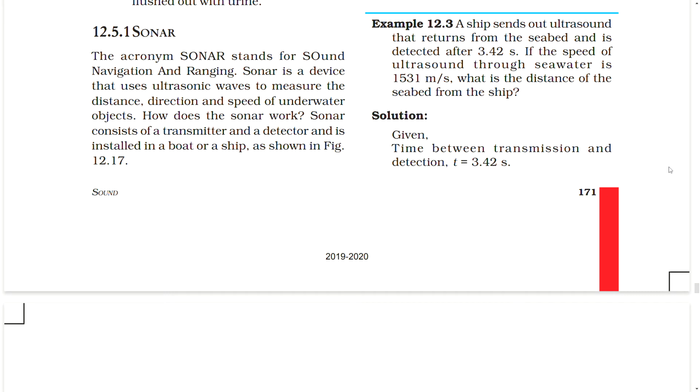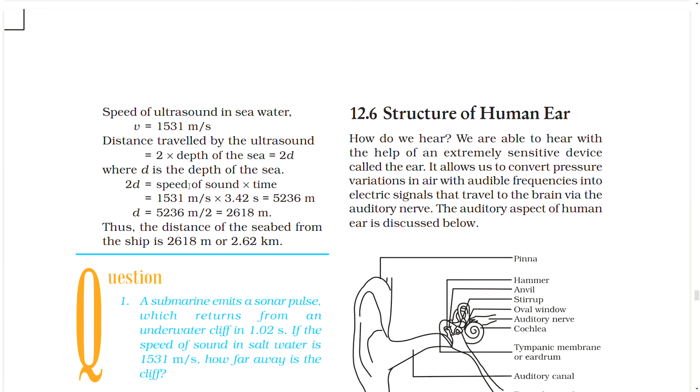Example 12.3. A ship sends out ultrasound that returns from the seabed and is detected after 3.42 seconds. If the speed of ultrasound through seawater is 1531 meters per second, what is the distance of the seabed from the ship? Solution: Given time between transmission and detection t = 3.42 seconds. The speed of ultrasound in seawater v = 1531 meters per second.